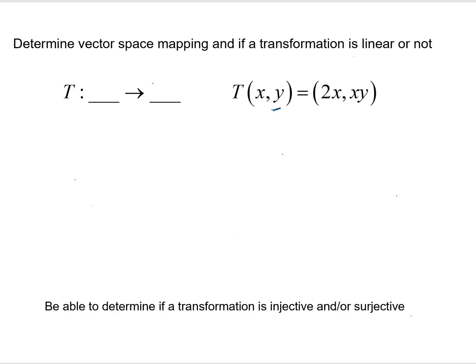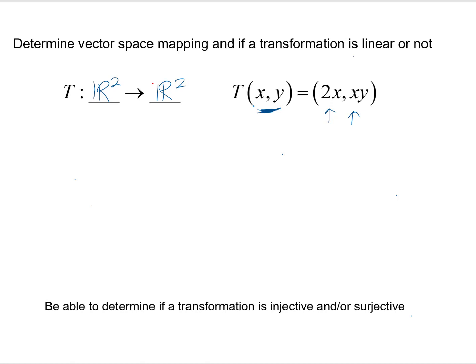All right, so let's start. We need to be able to determine a vector space mapping and then also if a transformation is linear or not. So for the mapping, you look at the vector that's going to be transformed, and it has an x and a y, two components, so it's R2. Once transformed, it has two components again, so you're mapping to R2.